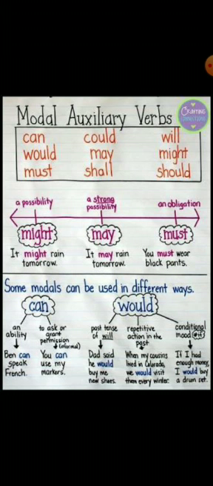For example, the teacher said that I might go. Because it is the past form of may, there are fewer chances of this thing happening. That's why we use might instead of may.